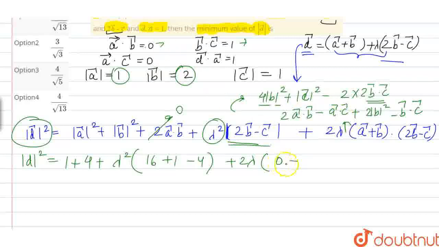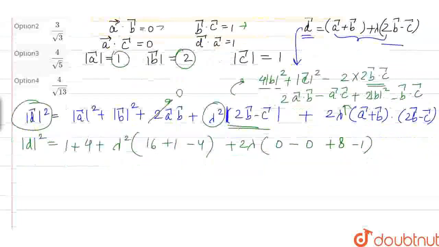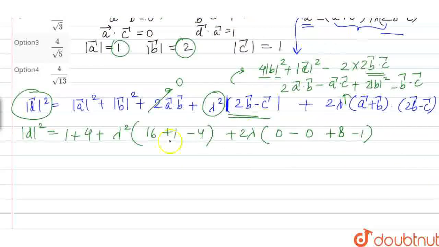A dot C is again 0, so this is also 0. And 2 into magnitude of B square, that is 2 into 4, so this becomes 8. Minus B dot C, that is equal to 1, so this becomes minus 1. Right, so the final value of magnitude of D square is equal to 1 plus 4, that is 5.